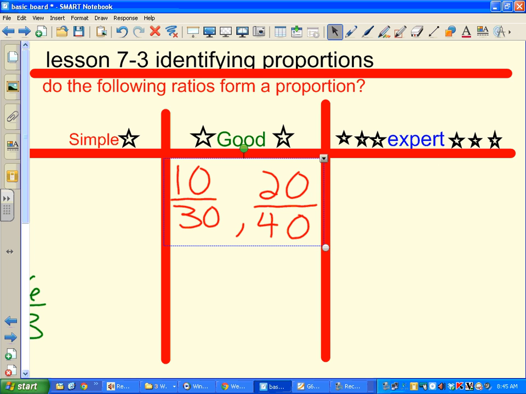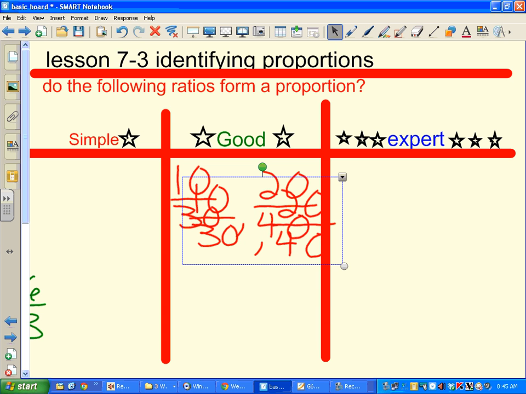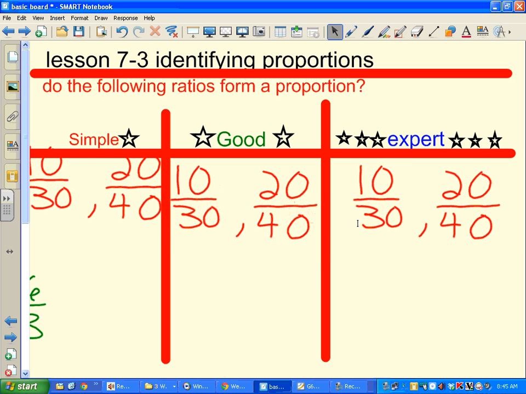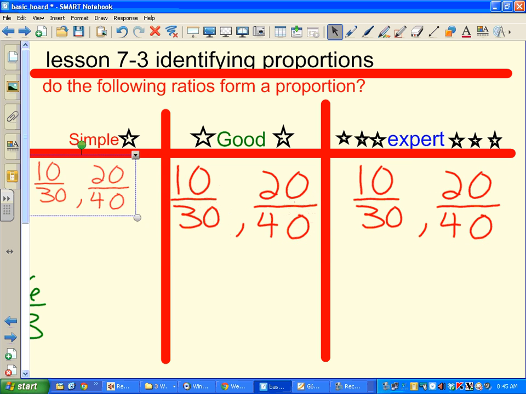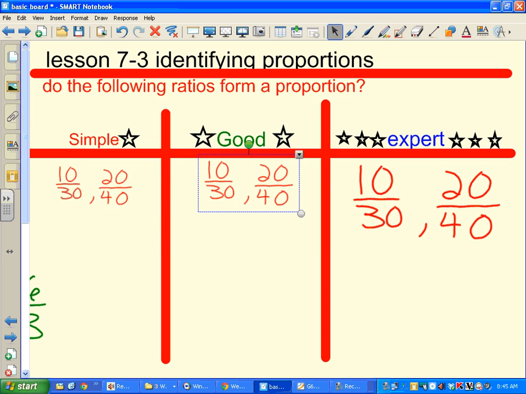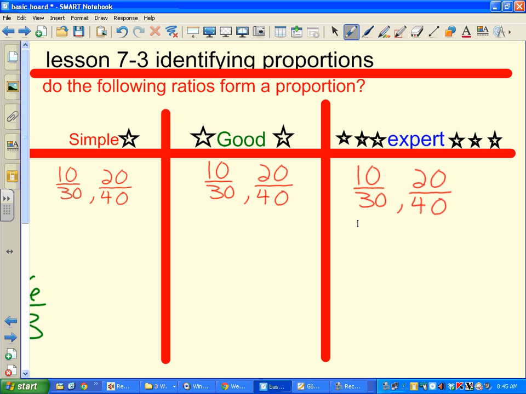And what I have now is an incredibly simple one here to do. And the simple way would probably be the easiest way for me to do it. But I want to really model these 3 different ways so that they will come in handy to you. Okay, we have first the simple way, 10 30ths and 20 40ths.